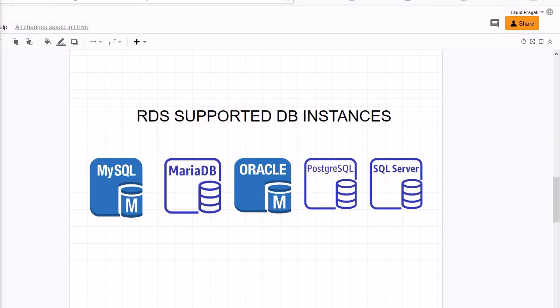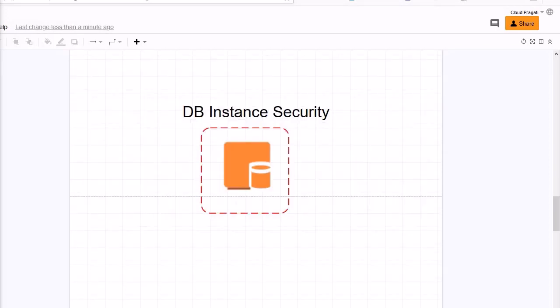Now let's move further and discuss security. A security group controls the access to a DB instance by allowing access to IP address ranges or Amazon EC2 instances that you specify. Amazon RDS uses DB security groups, VPC security groups, and EC2 security groups. A DB security group controls access to a DB instance that is not in a VPC. A VPC security group controls access to a DB instance inside a VPC. An EC2 security group controls access to an EC2 instance and can be used with a DB instance.